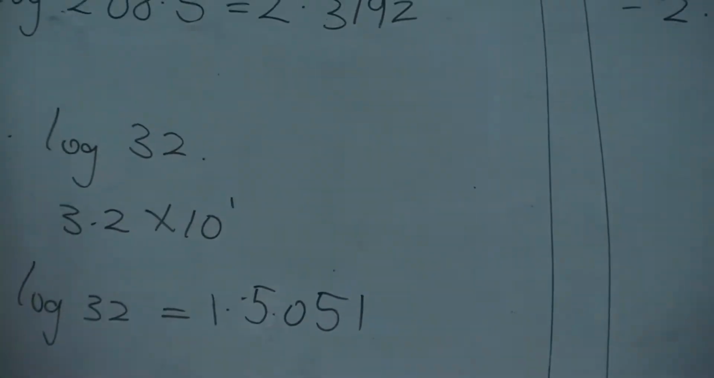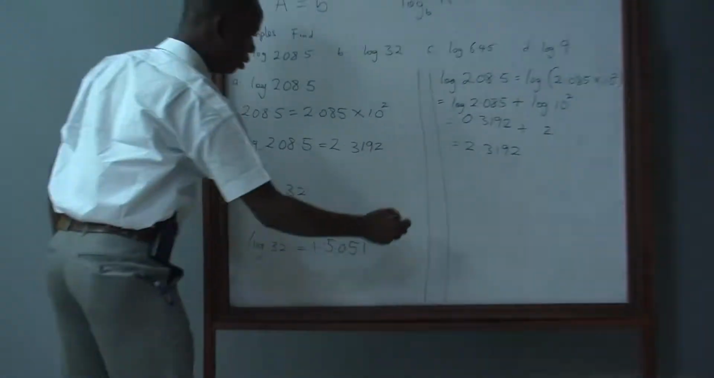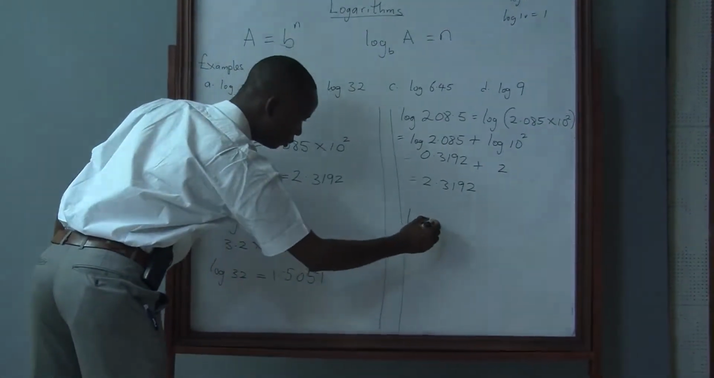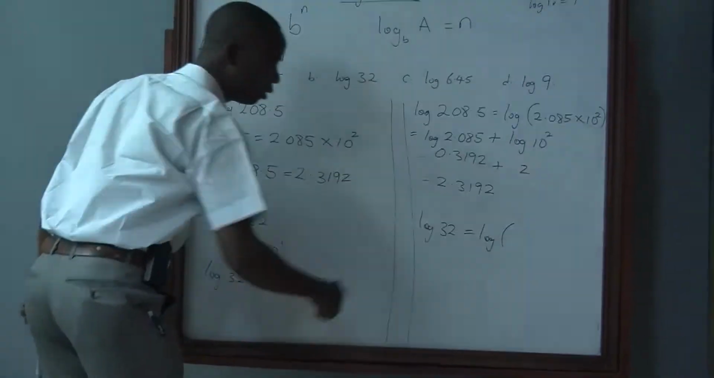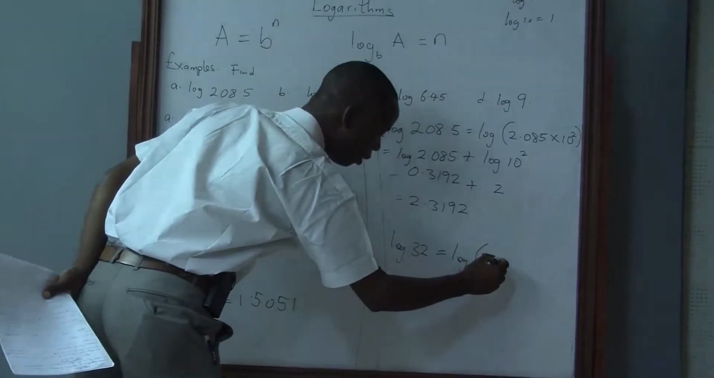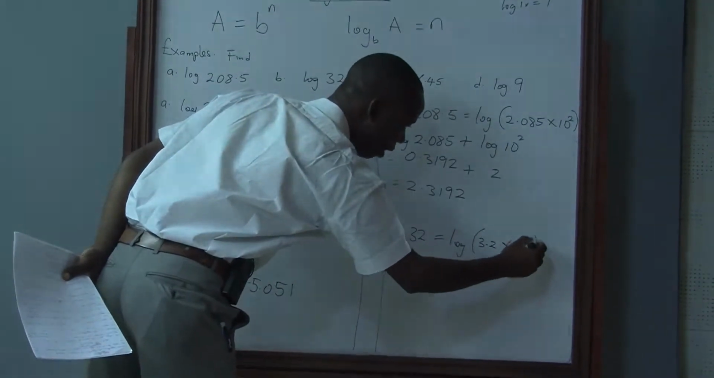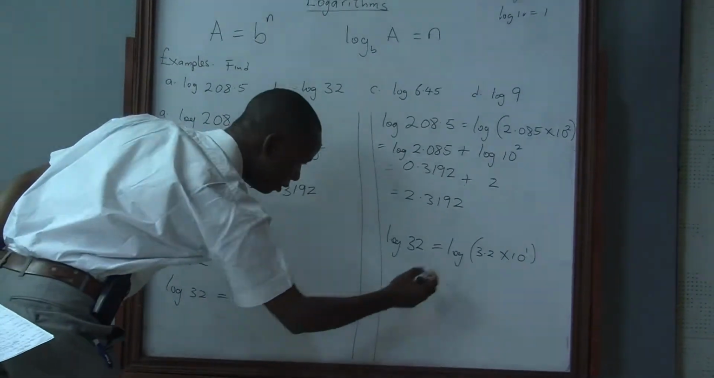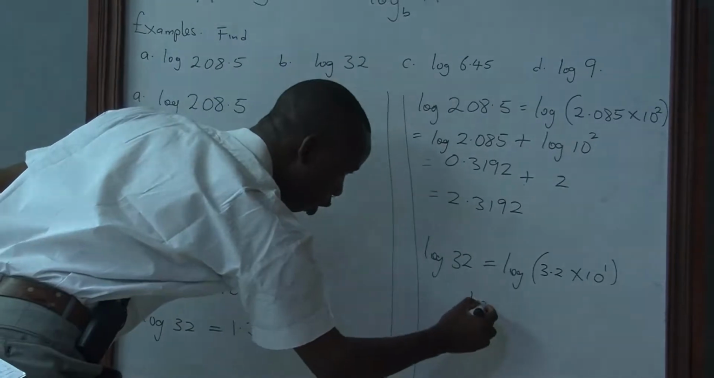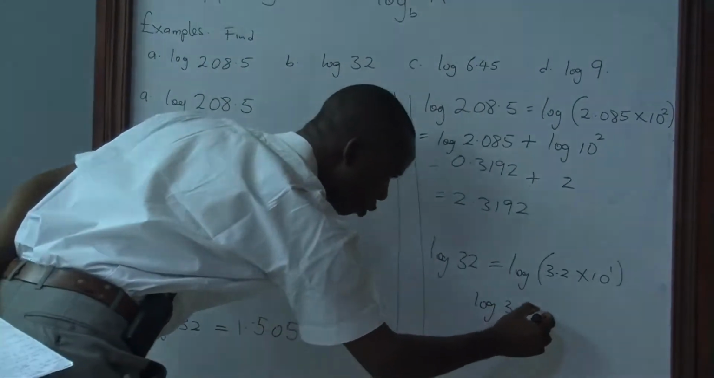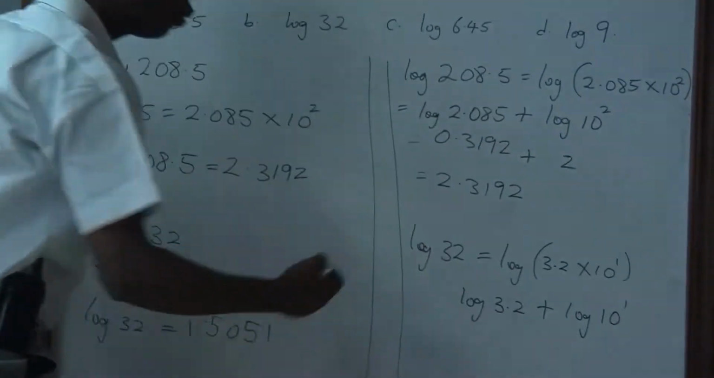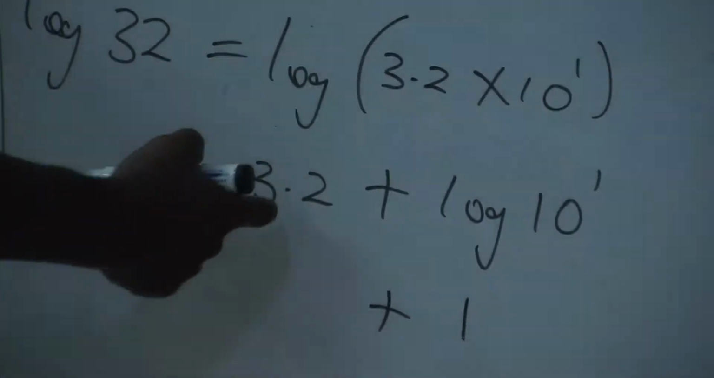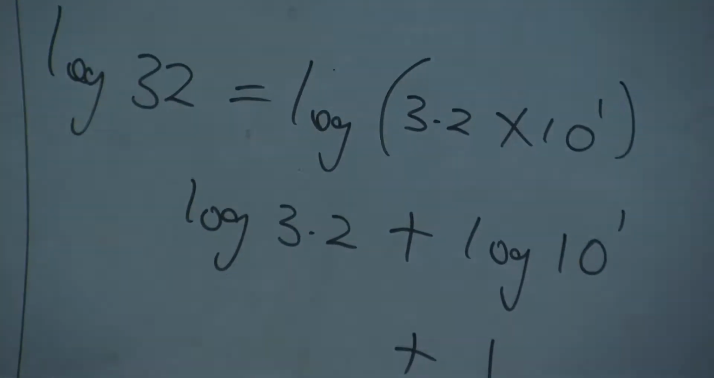If we're going to use what we have on the other side also, log 32 will equal log of, writing 32 now in standard form, 3.2 times 10 raised to the power of 1. According to the law of indices, this will equal log 3.2 plus log 10 raised to the power of 1. From what I explained earlier, we know that this will equal 1, and we're going to find out what log 3.2 equals.